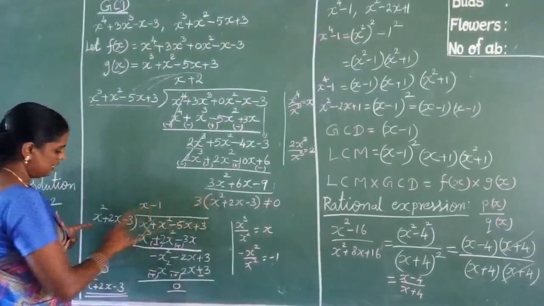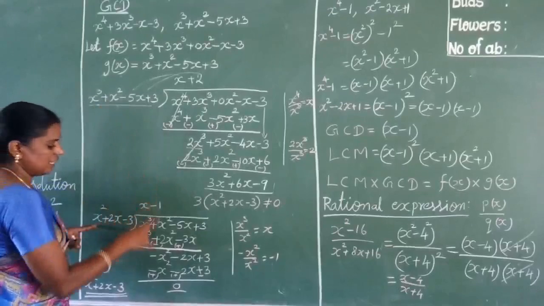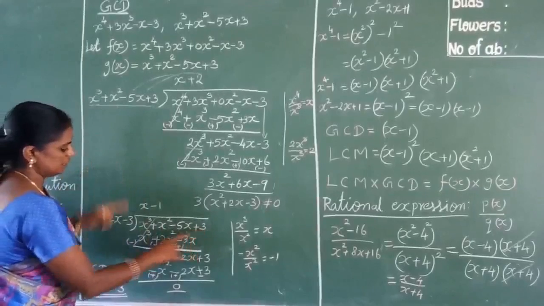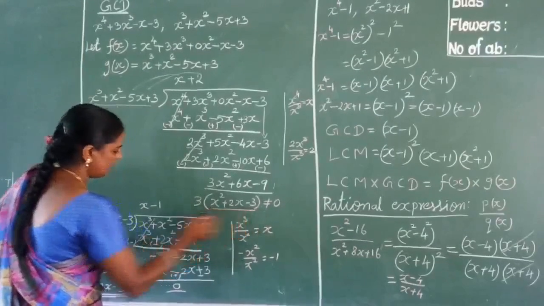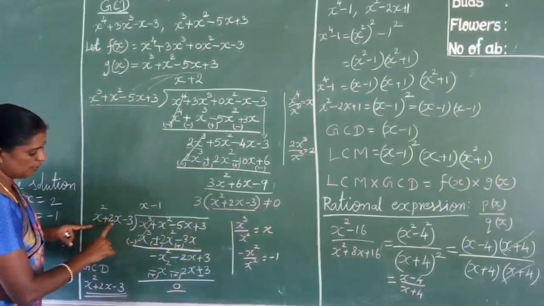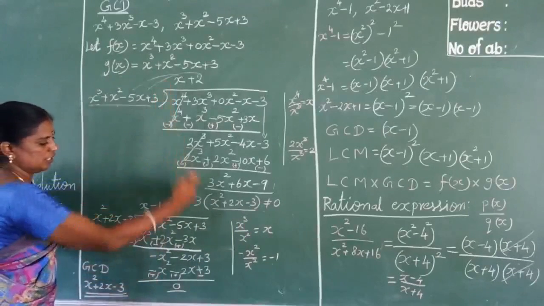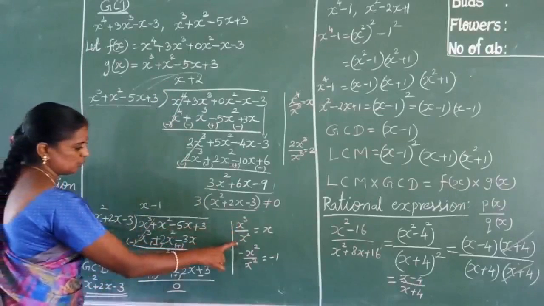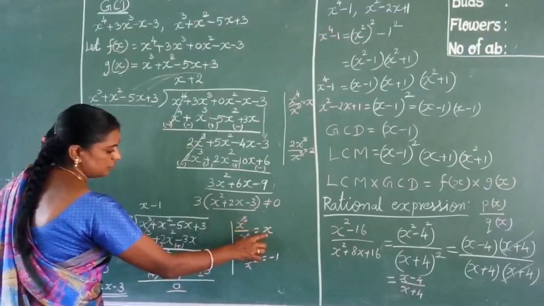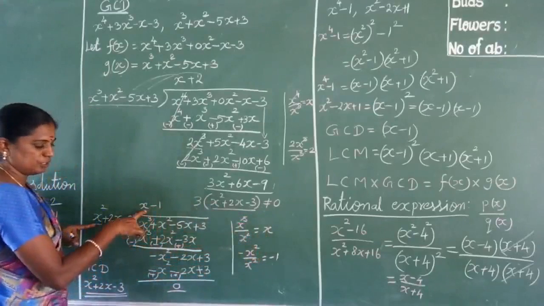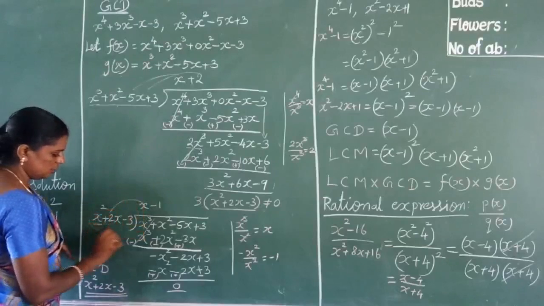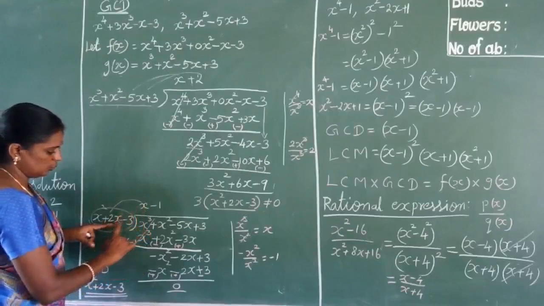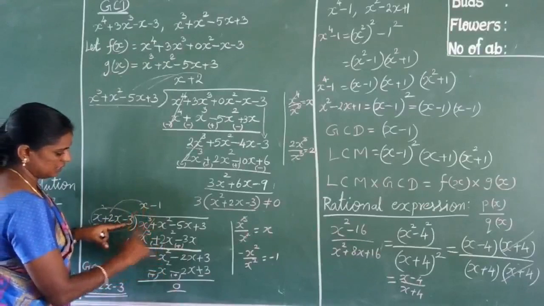The remainder becomes the divisor, and this divisor becomes the dividend. So x cube plus x square minus 5x plus 3 is the dividend. This remainder takes the divisor place: x square plus 2x minus 3. Again you continue the same method. First term x cube by first term of the divisor x square, cancel, we get x, that is in the quotient. So x into this divisor: x into x square is x cube, x into 2x is 2x square, x into minus 3 is minus 3x.